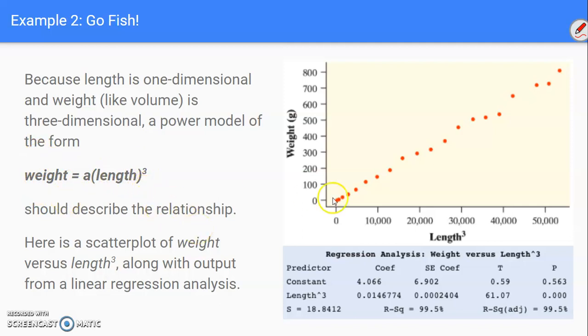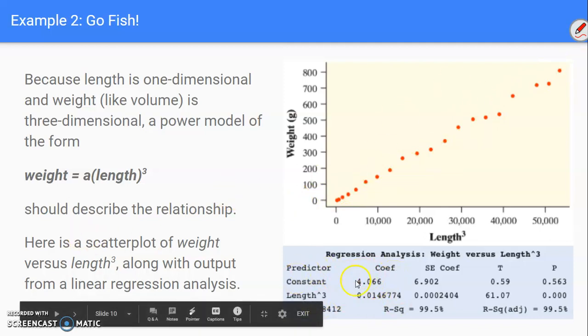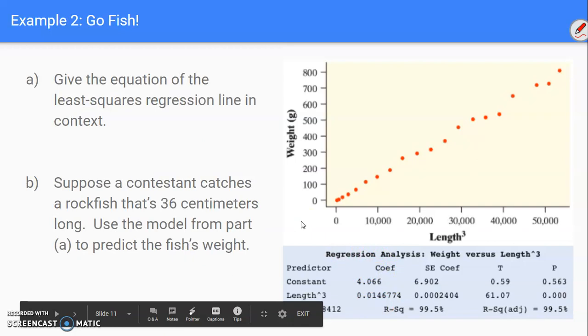So to test that theory, we kept weight the same, but we cubed the lengths. I took each value from our original list of data, cubed all the lengths, and then graphed that against the original weights, and I ended up with something that looks roughly linear, definitely way more linear than our original data. That scatter plot is given, and then we also have the computer output for that regression analysis. So I can use that now to write an equation for that data.